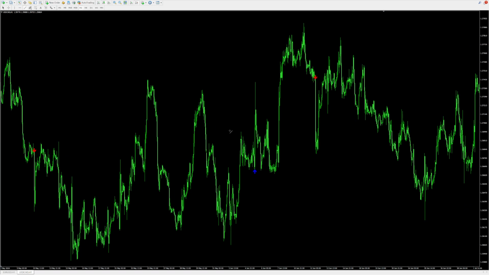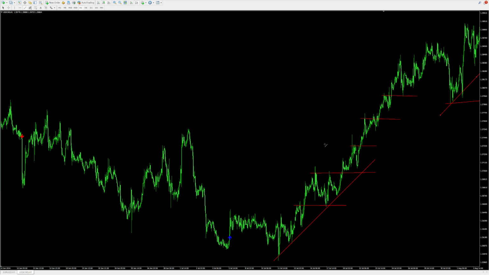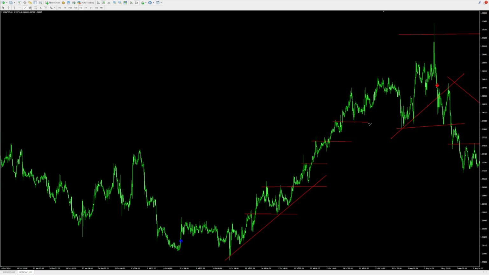Like this is just noise. I mean, look at that. You probably don't want to trade in that, or I wouldn't. Whereas when you see a nice breakout trend like this, it should be pretty clear on your charts.